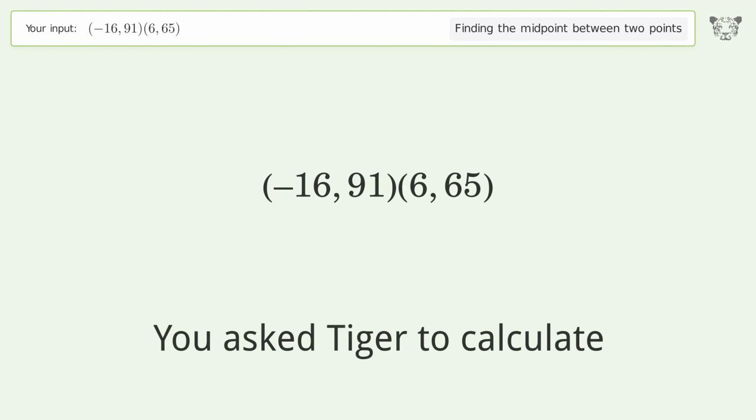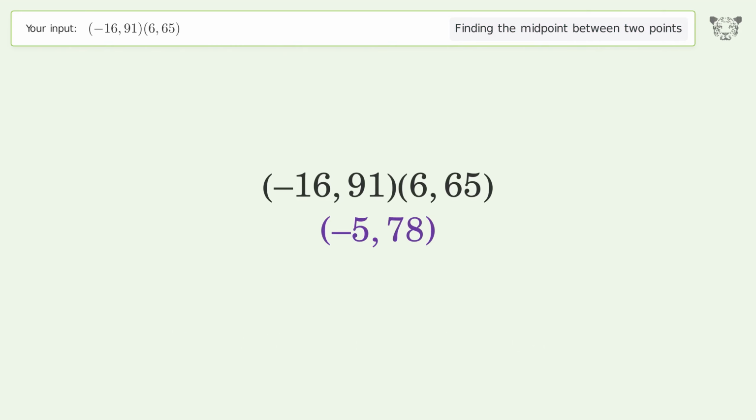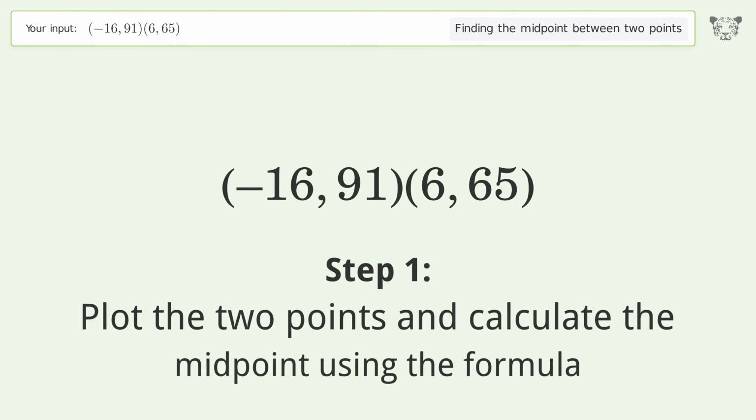You ask Tiger to calculate. This deals with finding the midpoint between 2 points. The midpoint between the 2 points is -5,78. Let's solve it step by step. Plot the 2 points and calculate the midpoint using the formula.